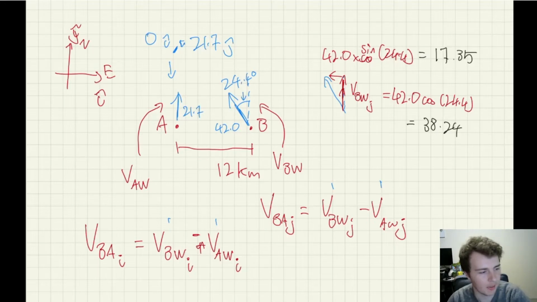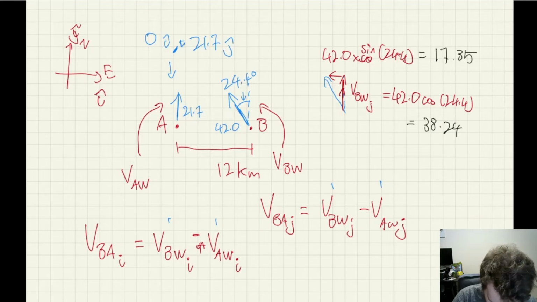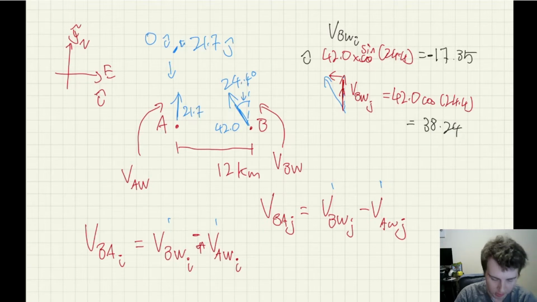All right, I did my calculations. They're in black now. So the I component of this BW vector, this is VBW of the I component, is minus 17.35. It's minus because it's going west, and east is positive, right? That's what the question told us to find.